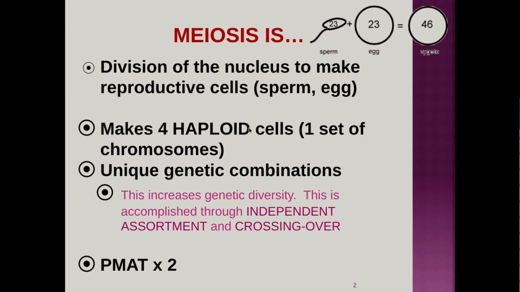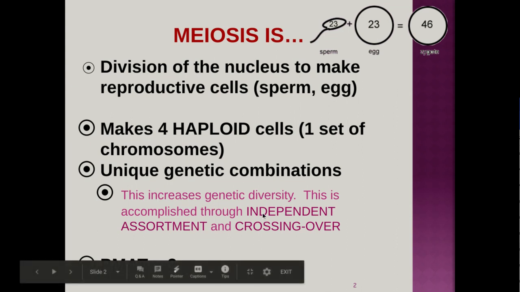The other purpose of meiosis is to make unique genetic combinations. Remember that mitosis makes an identical cell, hopefully. It's exactly like the parent cell. But meiosis creates variation. There are 2 main ways that this happens, through independent assortment and crossing over, which we'll talk about. And then down here at the bottom, it goes through PMAT 2 times.